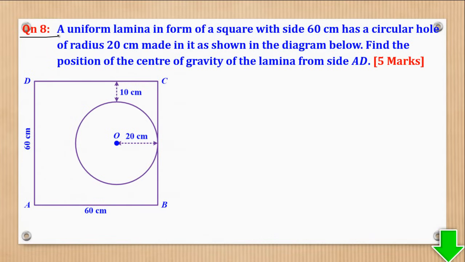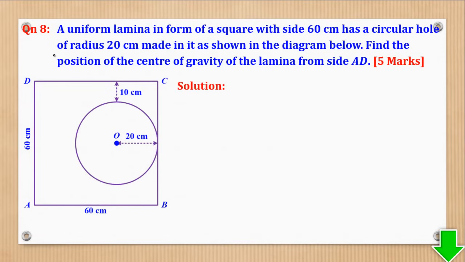Then question 8 came from mechanics under the topic of center of gravity, and in particular a uniform lamina. It says that a uniform lamina in the form of a square with side 60 centimeters has a circular hole of radius 20 centimeters made in it as shown in the diagram below. Find the position of the center of gravity of the lamina from side AD. The keyword is position.